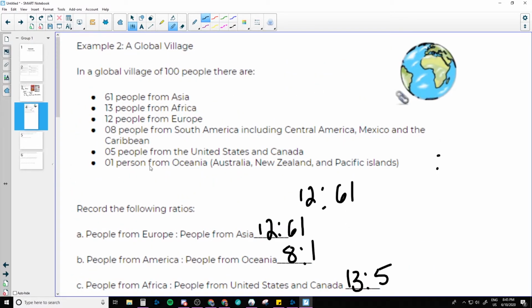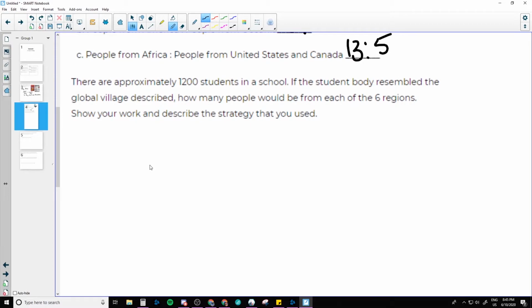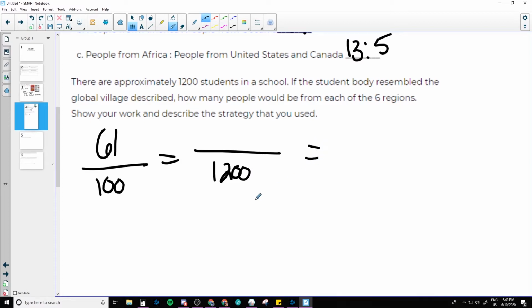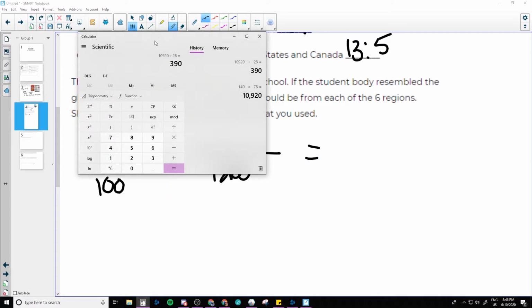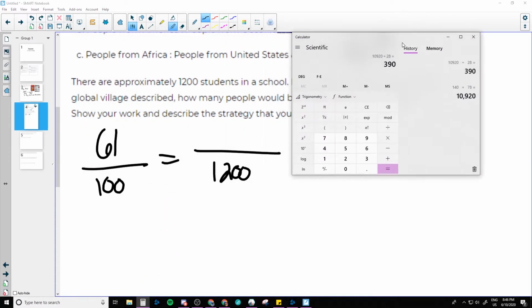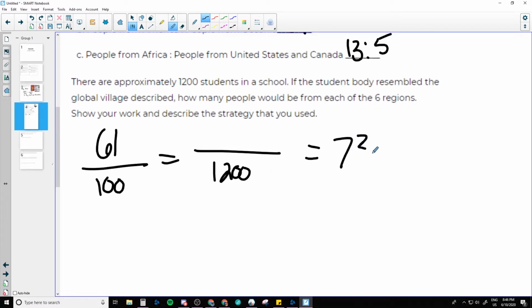So let's do Asia first. So in Asia, it's 61 in 100. And we want to know how many that's going to be in 1,200. So we're going to do cross multiplication. 61 times 1,200. And then divide that by 100. That tells us there would be 732 from Asia.